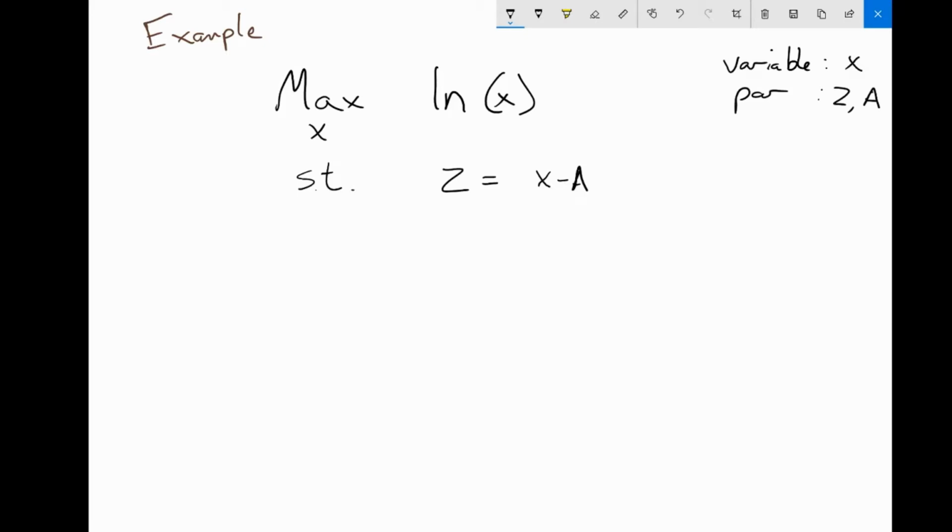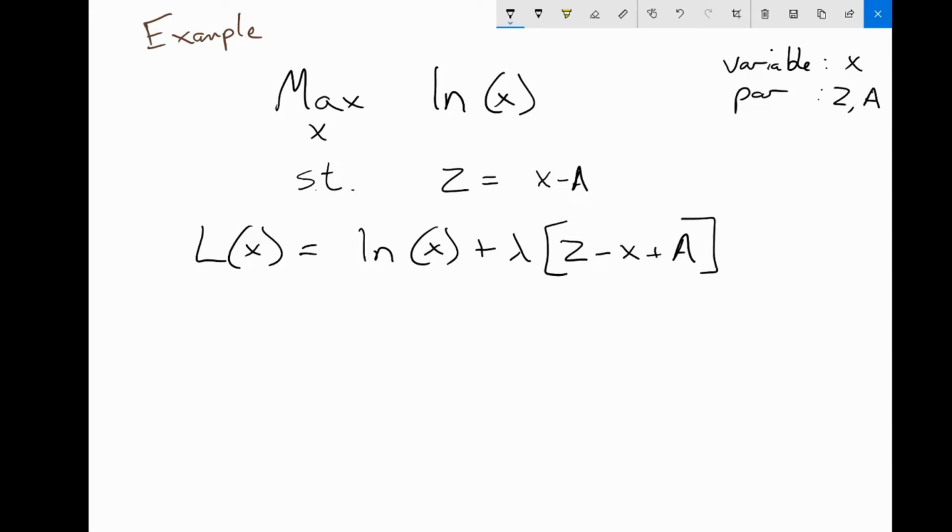Okay, so here we go. Step 1, we have to set up the Lagrangian. So the Lagrangian is natural log of x plus lambda times z minus the constraint, so minus x plus A. All right, so let's do our optimization. First, we need to find the derivative of L with respect to x. It'll be 1 over x minus lambda.